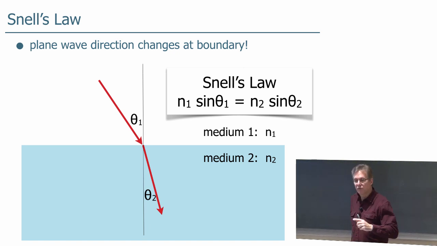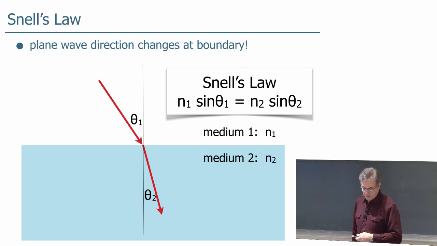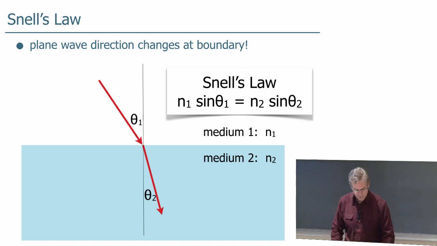You could get that from that diagram where you match where the wave crests are arriving at the surface. You could derive this law yourself. We won't do that. We'll just use it. And you can see that if n1 is smaller than n2, then theta 1 is bigger than theta 2. They compensate each other. It's an inverse relationship. So that's why this angle is smaller if n2 is bigger than n1.